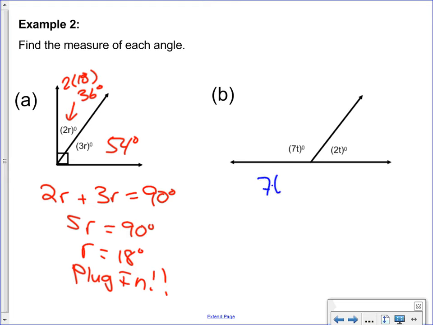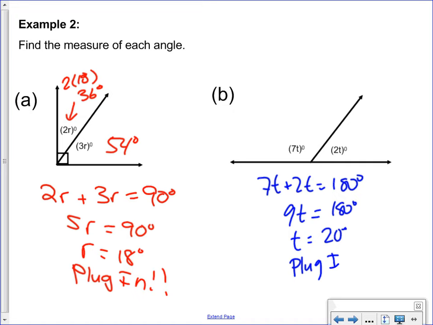7t plus 2t equals 180. Very good. That's 9t equals 180. T is 20, but you have to plug it in. You just have to plug it into one of them. Which is the easiest one to plug in? 2t. So 2 times 20 is 40. Now, since it has to be 180, this has to be 140. Okay. All right. Here we go.